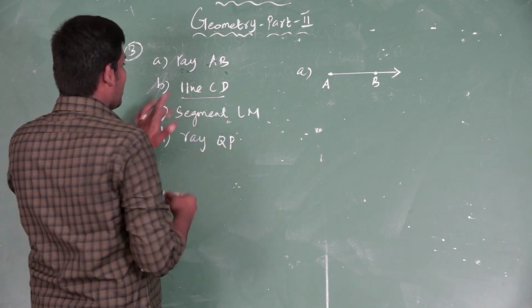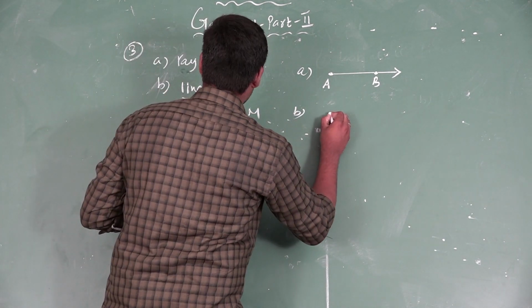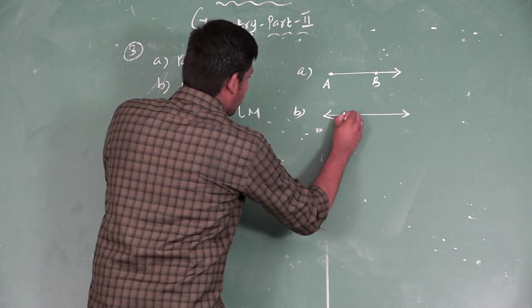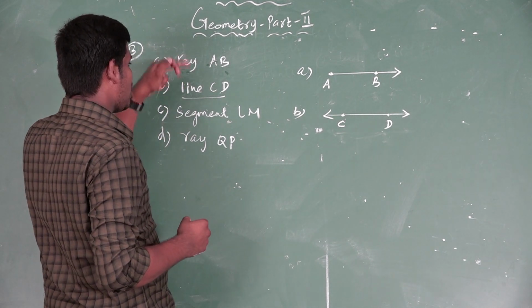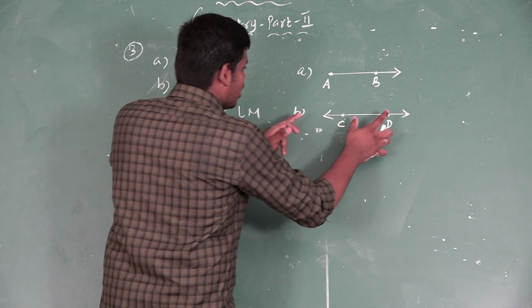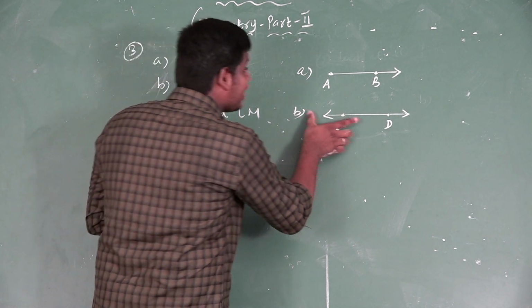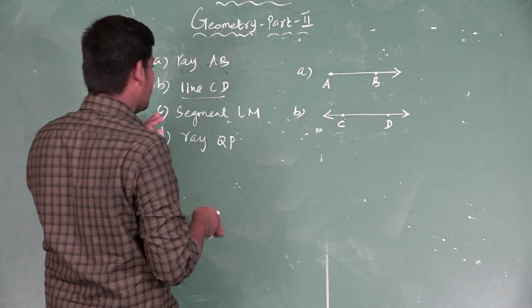Next, read line CD. So this is the line. This is point C and this is point D. A line is a collection of points. It goes endlessly in both directions along a straight path. Very important: along a straight path.